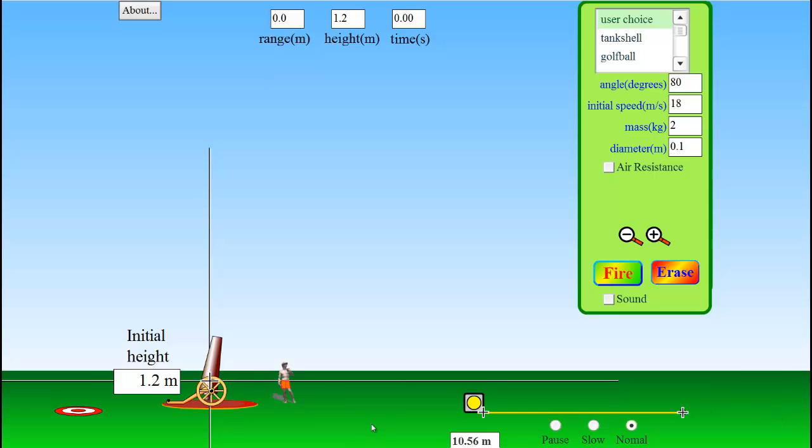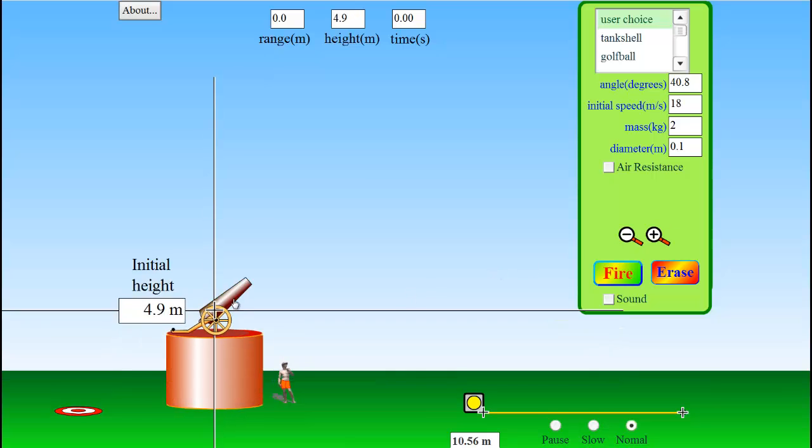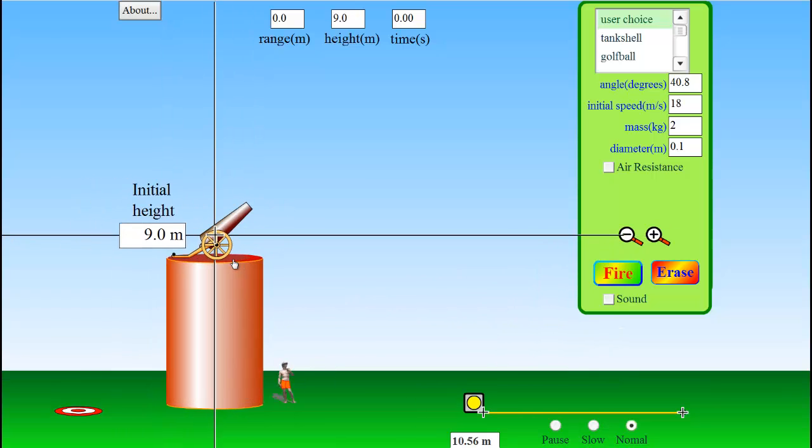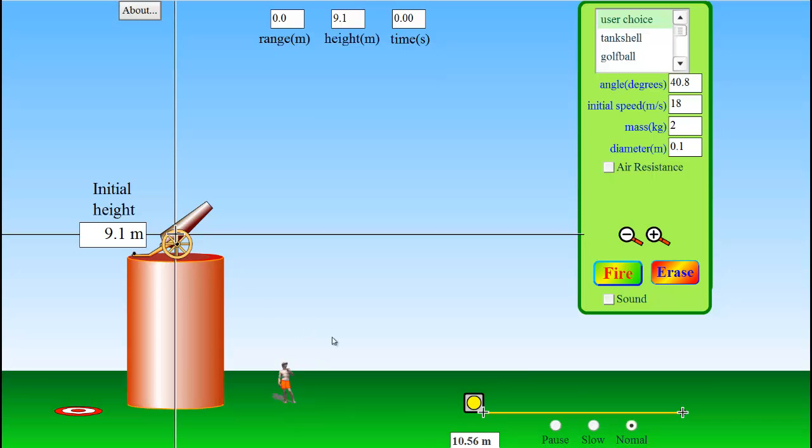In this simulation we have a cannon, and we can adjust the angle of the cannon, the initial speed of the projectile, as well as the initial height and horizontal position of the cannon. Let me give you a couple of examples of things I use this sim for during lecture to demonstrate physics concepts for the students.